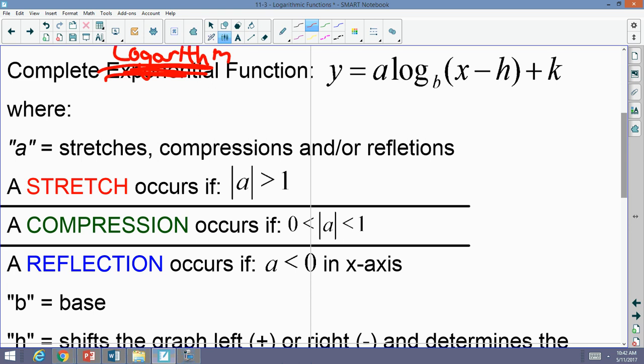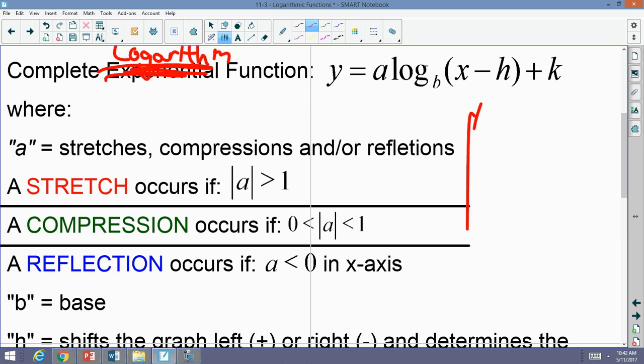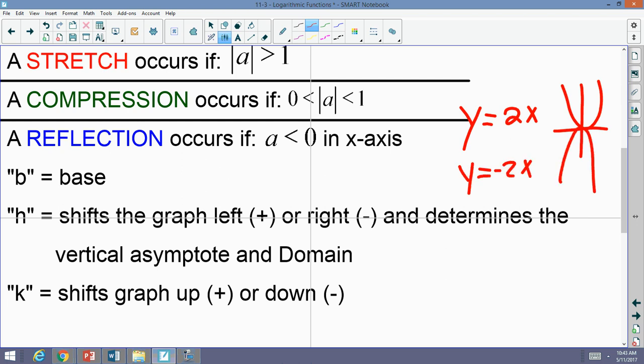A reflection occurs if a is less than 0, and that's going to be a reflection in the x-axis. So what that means is, remember when we were doing y equals, let's say, 2x, it was going to look like that, right? But if I have y equals negative 2x, it's going to look like that, right? Well, isn't that a reflection over the x-axis? So whenever a is negative, you're reflecting over the x-axis.